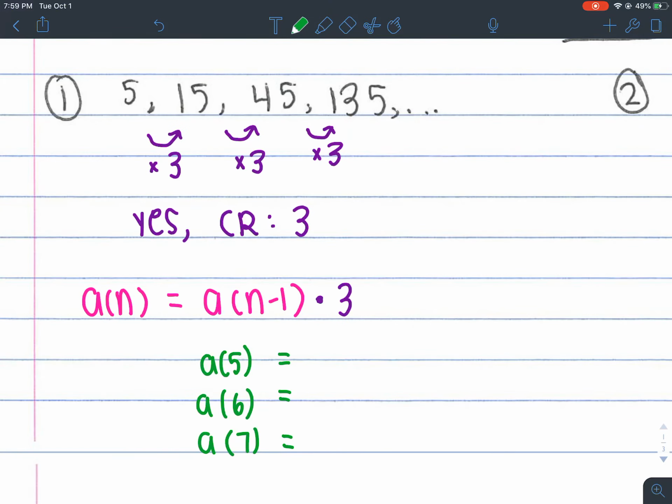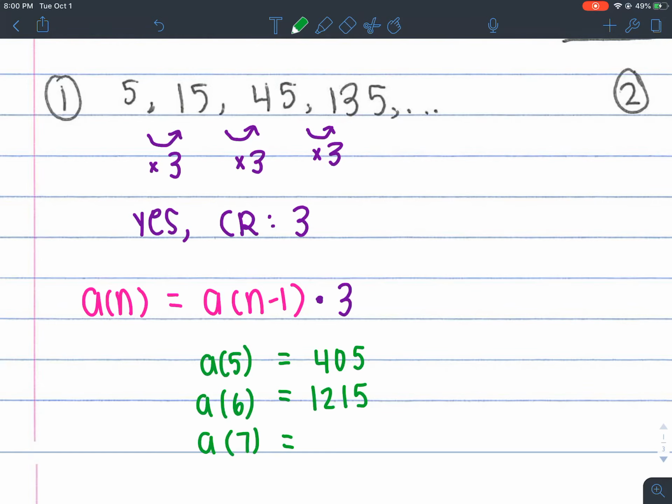Okay, so the 5th term, well, I would take 135 and multiply by 3. That's going to give me 405. To get the 6th term, I'm going to take the previous term, which was 405, and multiply that by 3. I get 1,215.